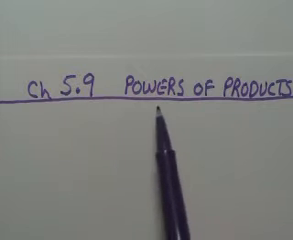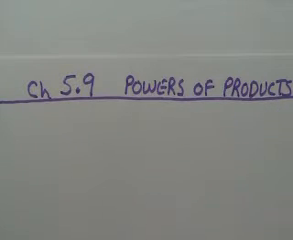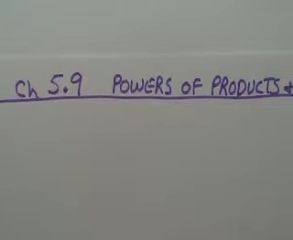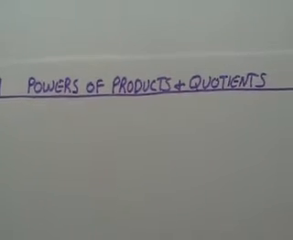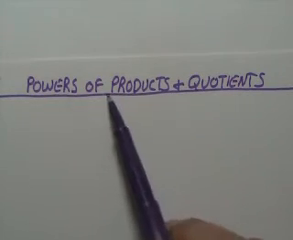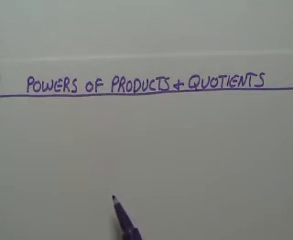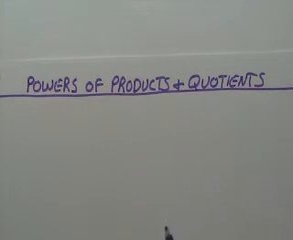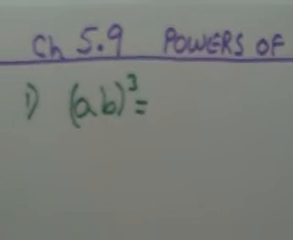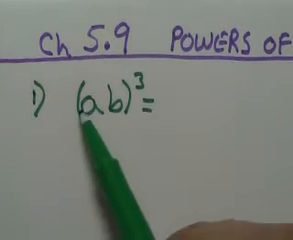Chapter 5.9, we'll talk about powers of products and quotients. Powers of products and quotients. Product meaning to multiply, quotient meaning to divide. Okay, we'll be doing about 11 examples.